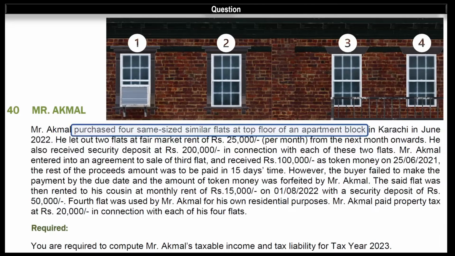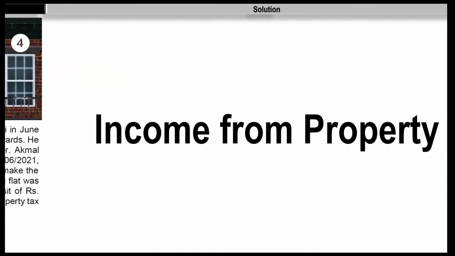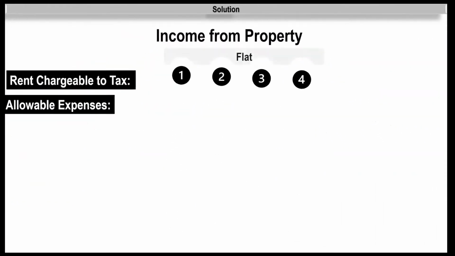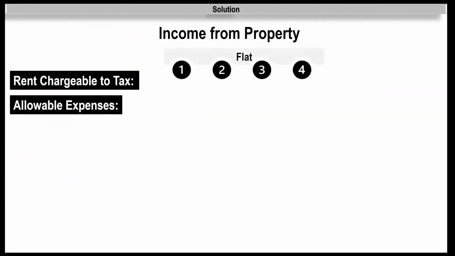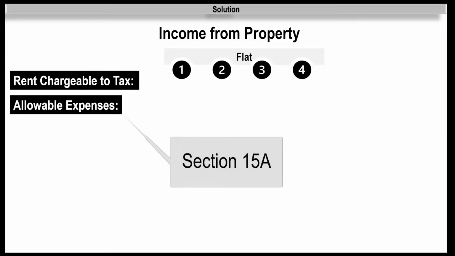Let's first make a template for our solution. So we have 4 flats, which are similar. Computation of income from property requires to compute 2 figures. One is rent chargeable to tax. Second is allowable expenses. List of expenses has been mentioned in section 15A.